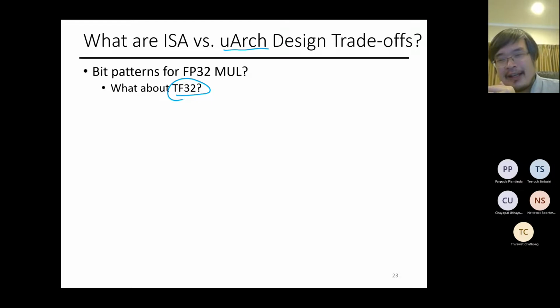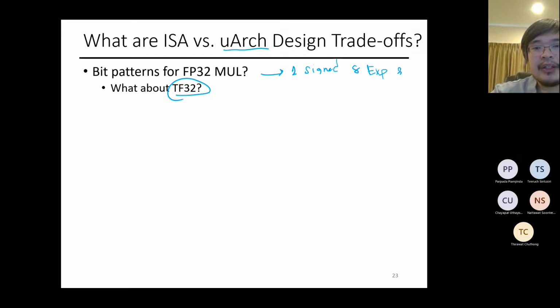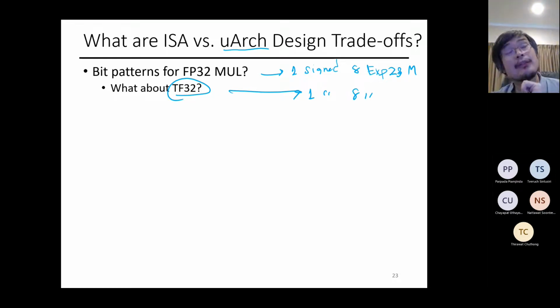So 32-bit floating point will have one sign bit, right? 8 exponent bits and 23 mantissa bits. TensorFloat 32 also has one sign bit, 8 exponent bits, but for the rest, I think if it's 23 bits in total, right? Then you are left with 14 mantissa bits. The mantissa bits tell you how fine-grained your floating point number can be.